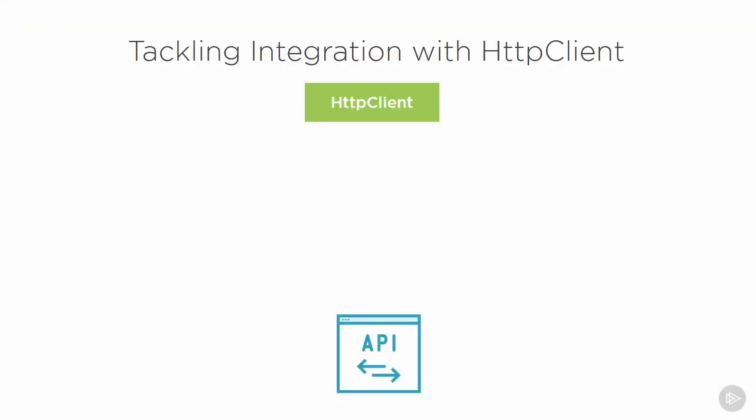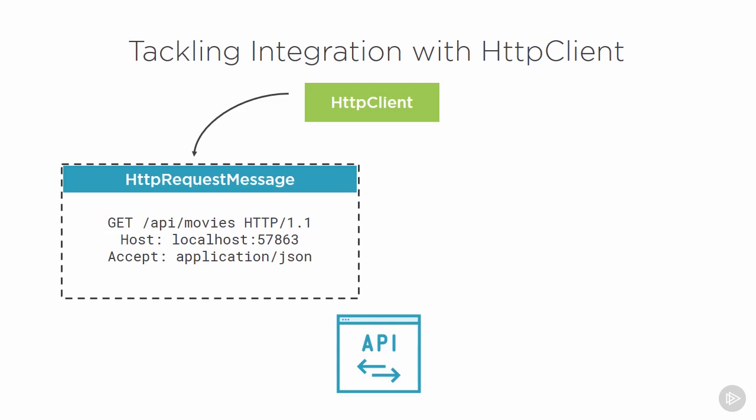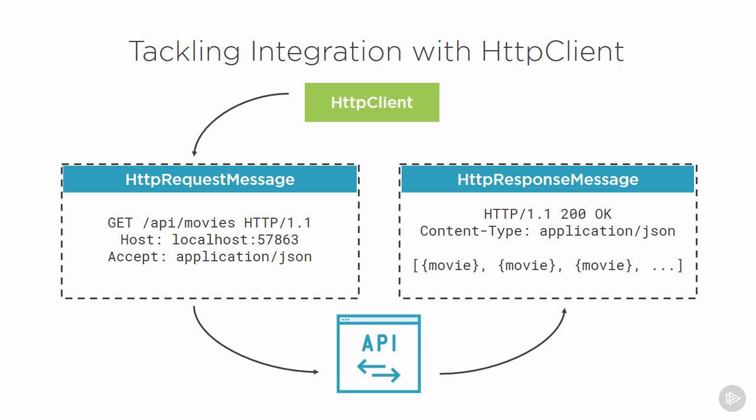Yet, when we want to integrate with an API from code, we don't have a browser at our disposal. Well, theoretically we could fire one up in some cases, but that's clearly not a good practice. And that's where HTTP Client comes in. It's the go-to class for sending HTTP request messages and receiving HTTP response messages. Through HTTP Client, we can send the GET request to API/movies. That's the request message you see on screen, and we can catch the response. That's the response message you see on screen.